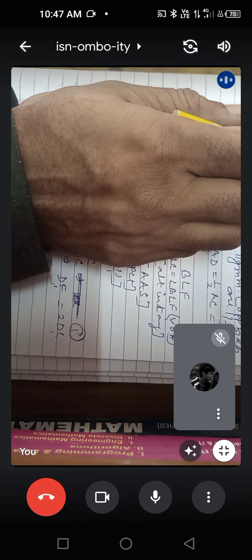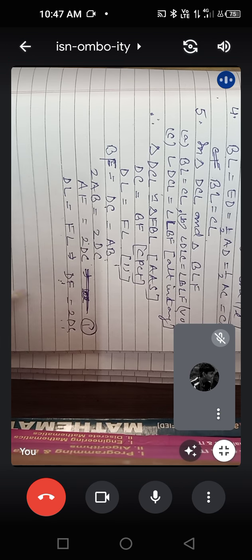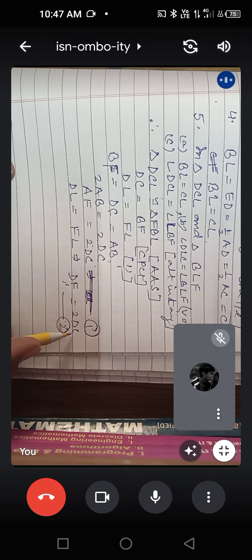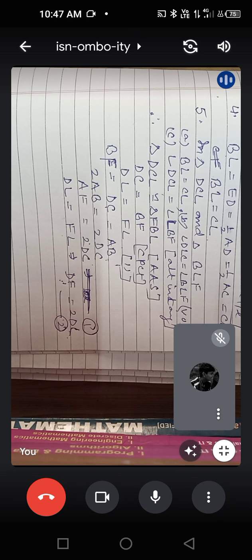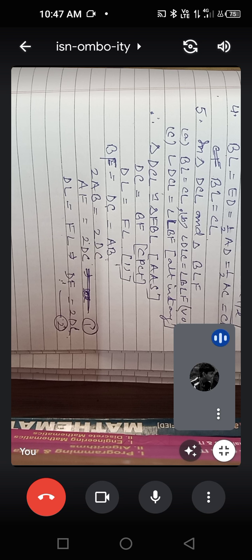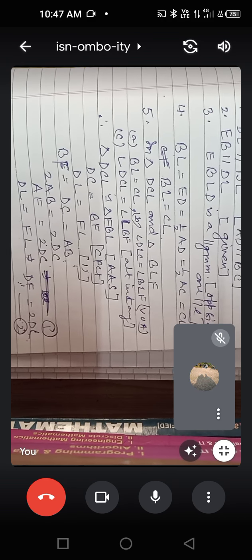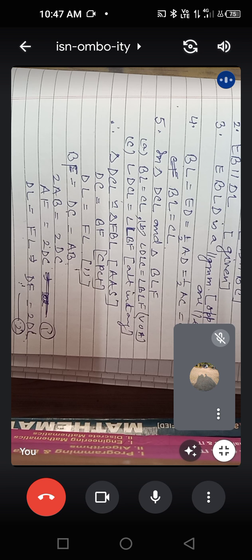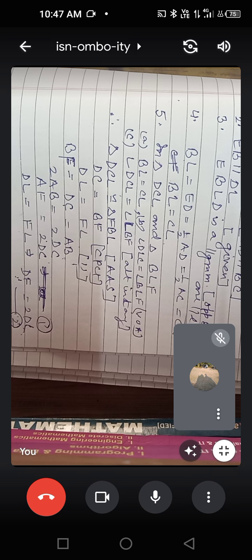And hence, this is the second part. DF is equal to twice of DL. This is proved. First and second part both have been proved. Clear? Okay. Just see it properly. I'll send you the screenshot of it. Next question, write down.